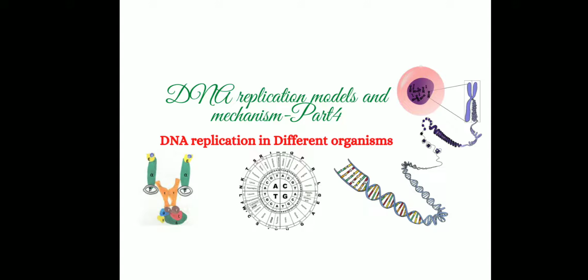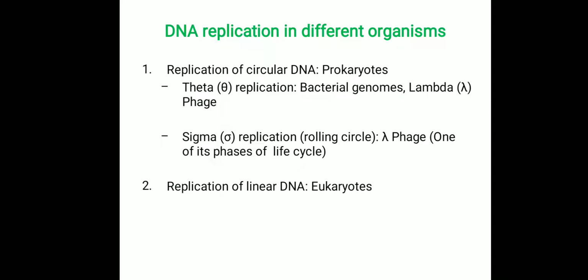Welcome to all. In this video, we will see DNA replication in different organisms. So basically, we classify into two categories: prokaryotes and eukaryotes. In the case of prokaryotes, two kinds of replication are there. One is called theta replication.